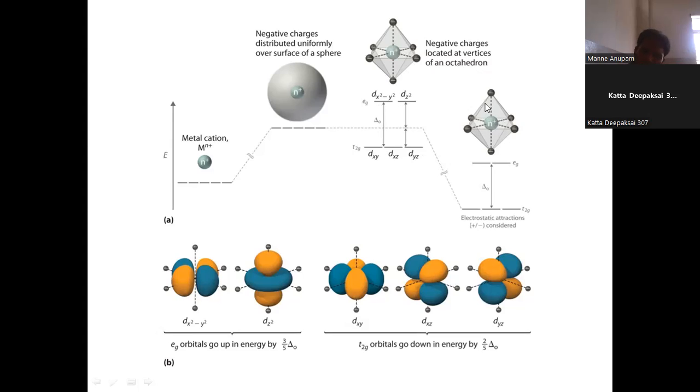So here we are seeing there is an overall reduction in energy because of the electrostatic interaction of the positive metal ion and negative ligand. Here we are seeing the d orbitals: dx square minus y square on the x axis, dz square on the z axis, and dxy in between the x and y axes, dxz in between the x and z axes, dyz in between the y and z axes.